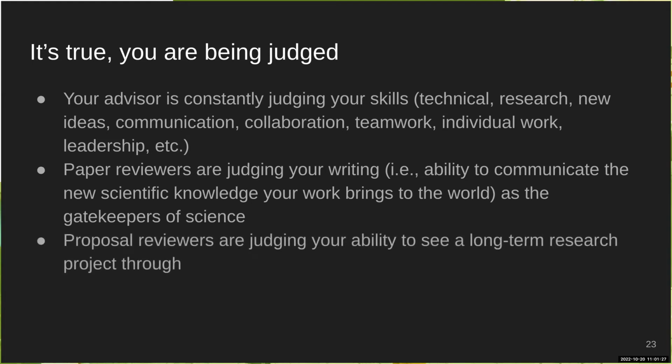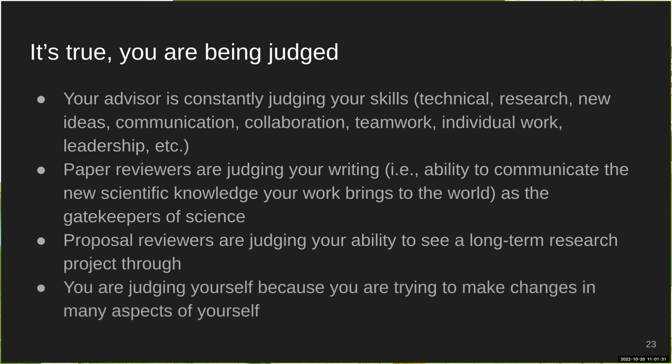Proposal reviewers are judging your ability to see a long-term research project through. And you are judging yourself because you're trying to make changes in many aspects of yourself. At least I hope you are, to some degree. Many of us are our own worst critic. So that kind of leads to imposter syndrome. It's a real thing. And here are some things that people who have imposter syndrome think.